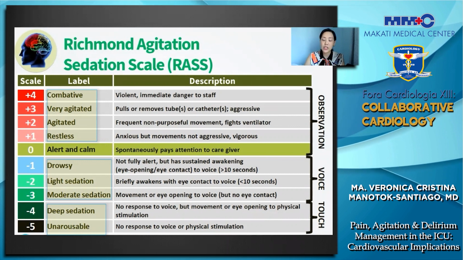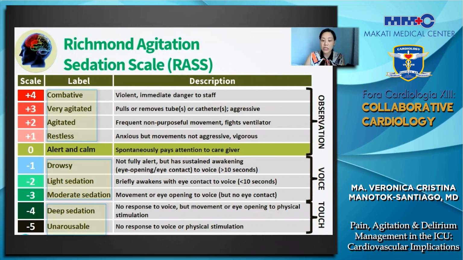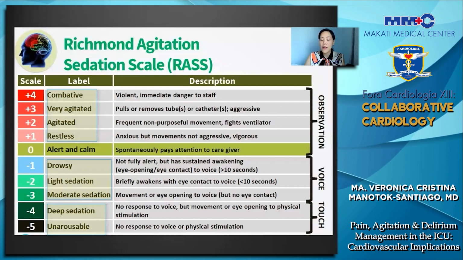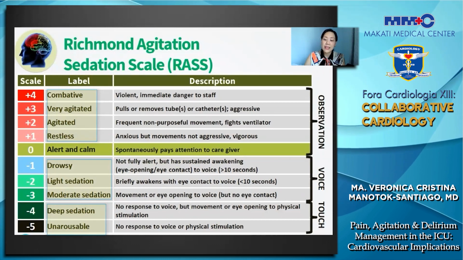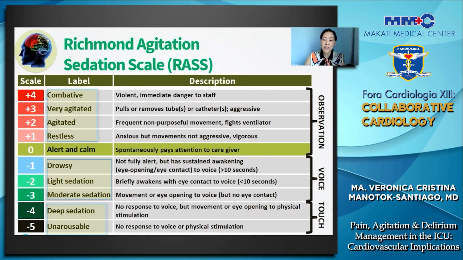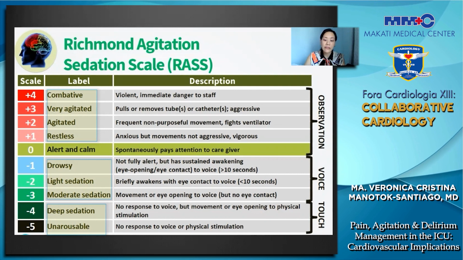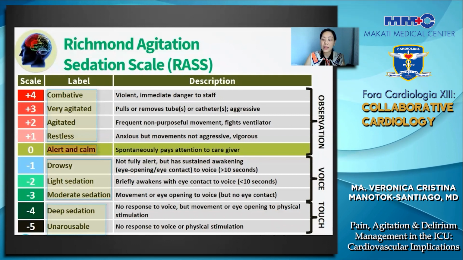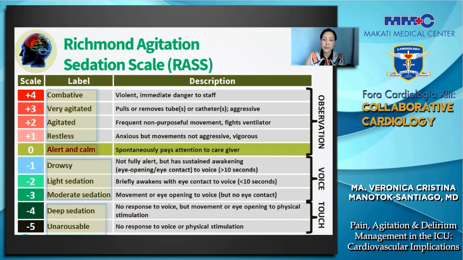And a unique feature of RASS is that it relies on the duration of eye contact following verbal stimulation, and it only takes less than 20 minutes to perform. So it's very easy to administer in the ICU. It is a 10-point scale ranging from +4, which is equivalent to a very violent state, down to -5, in which the patient is already unresponsive or comatose. And in the middle is a patient that is alert and calm, and that is RASS 0.